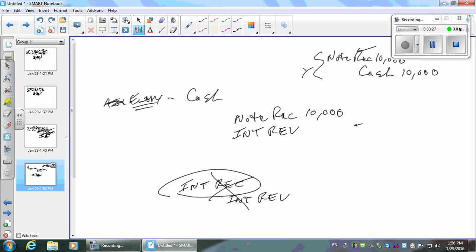Okay? So why not? So how much do you think they're going to pay of interest? It's a $10,000 note. What was the interest rate? 9%. So if it was for a full year, it'd be $900, right? Yeah. But it's not a year, is it?